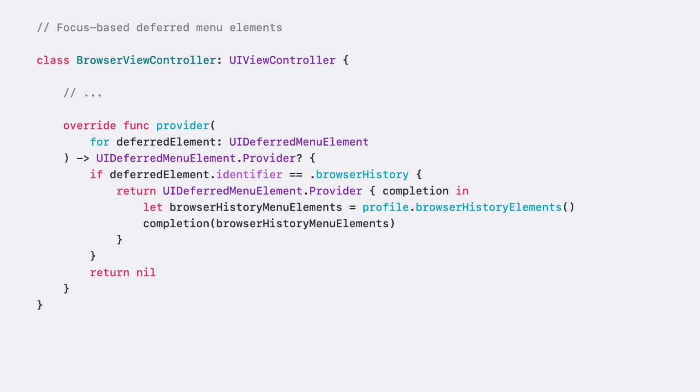When the deferred element needs to be fulfilled, UIKit walks the responder chain until it finds a responder that can contribute items. In this example, the browser view controller overrides provider for deferred menu element to supply history items for the current profile. It checks the identifier of the deferred element for the browser history element and returns the provider to load history menu items. Focus-based deferred elements are a great way to keep the menu bar up to date with keyless commands, without needing to perform costly rebuilds on the main menu system.